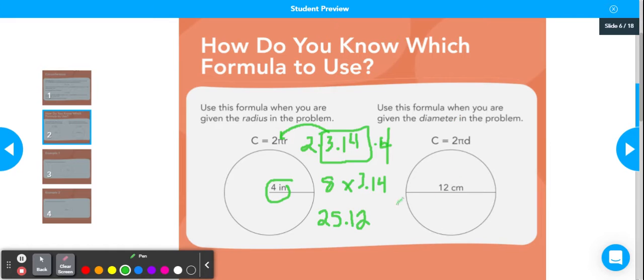However, if we're using an equation that has diameter, we will use this equation. 2 times pi, which is 3.14, times the diameter, which is 12. 2 times 12 gives you 24, and then you would do 24 times pi, and that would give you your answer.